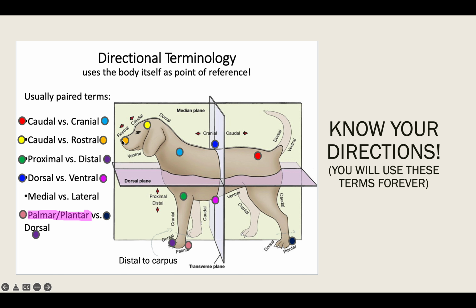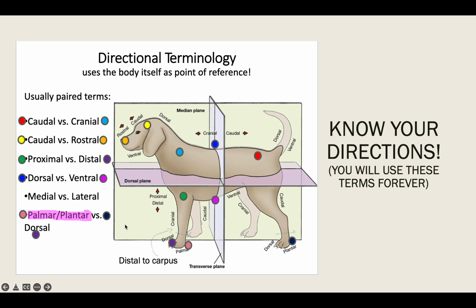Another important note, these words, you have to use them in relation to one another. So you couldn't just say that the orange dot is rostral. Although I would know what you were saying and the professors would know, they are meant to be used in relation to one another. So we can do this one right here. The green dot is going to be proximal to the purple dot. So you always need to have a location when you're talking about these terms.